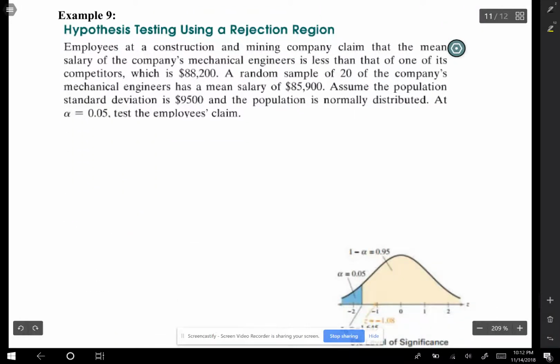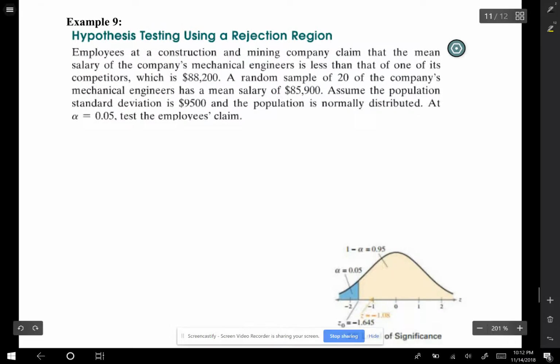So on example 9, employees at a construction and mining company claim the mean salary of the company's mechanical engineers is less than that of one of its competitors. So they're claiming that the mean is less than 88,200. Of course, this is going to be the claim, but for the purposes of using our formulas, we're going to use the mean is equal to 88,200.